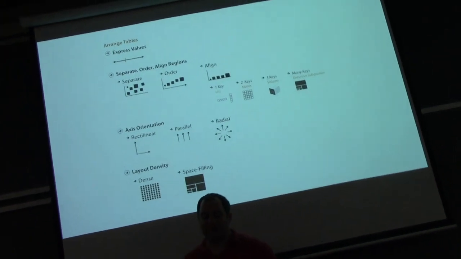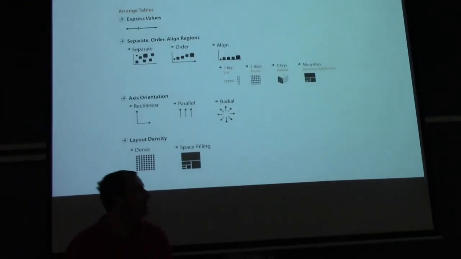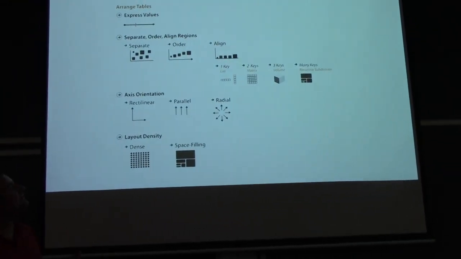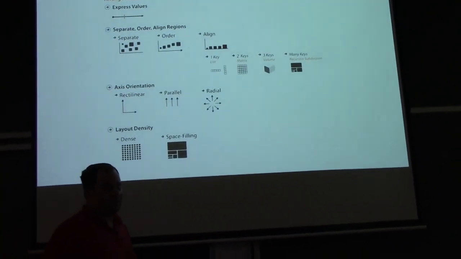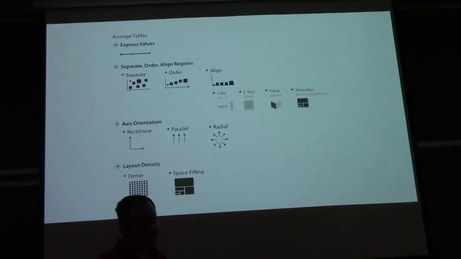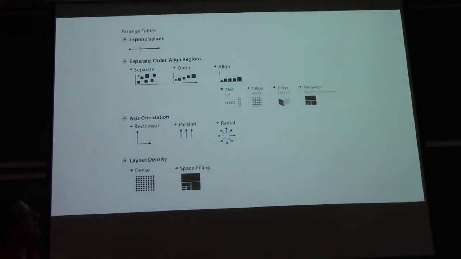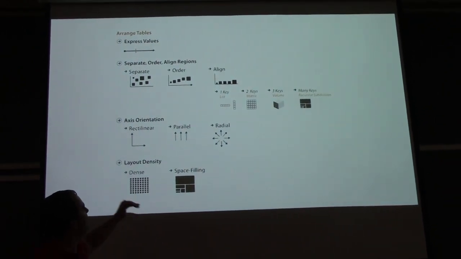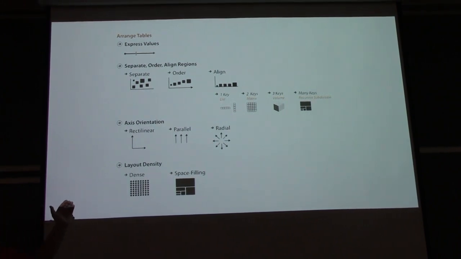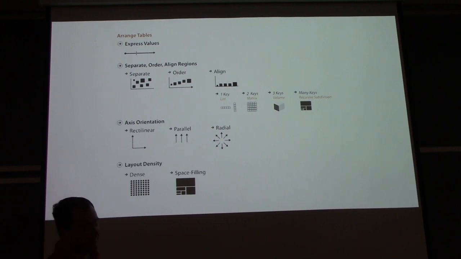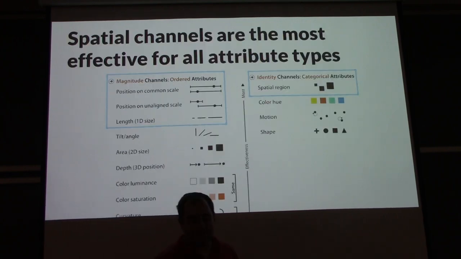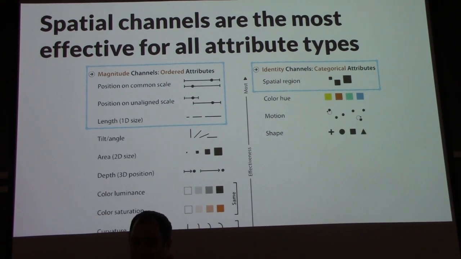So this is the classification from the book. The first one here is express values, where we don't use a key. In the second one, we separate, order and align regions, and we'll be talking about those. And then another design choice that we have to make is axis orientation, if you use axes, and then layout density. So this is a little bit abstract. So let's go into a couple of concrete examples.